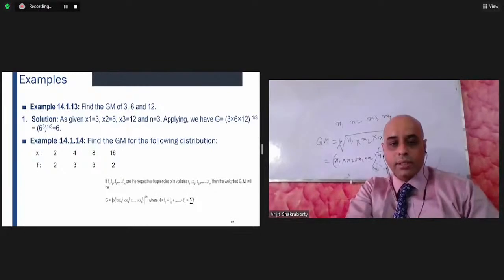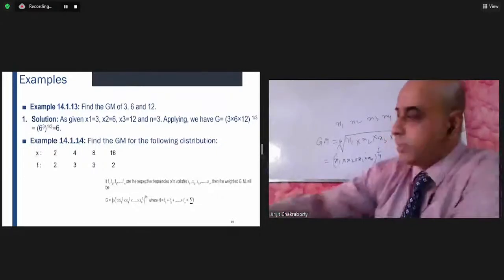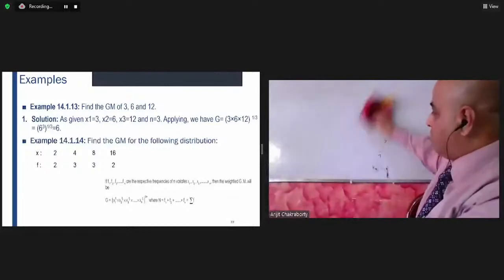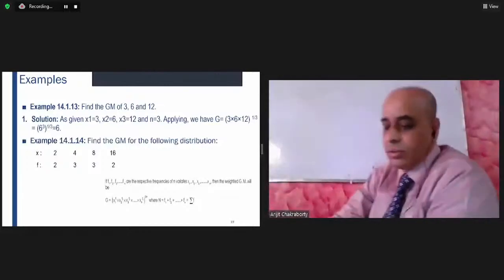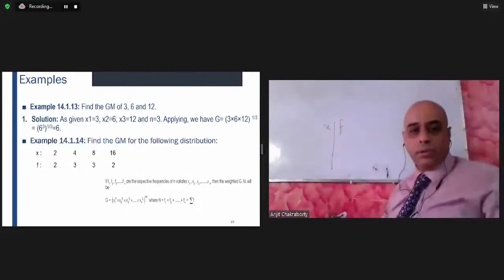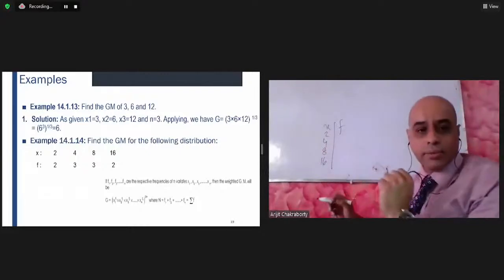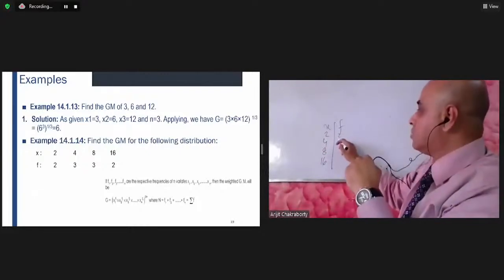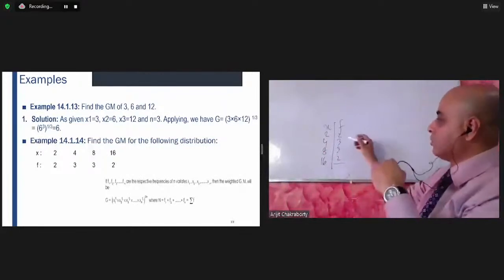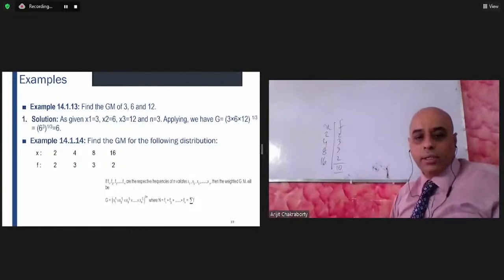Now let us try and check this question. Find the GM for the following distribution. Now, we have a frequency distribution. So what to do in these types of problems? Just write it down, X and F. You have 2, 4, 8, and 16 as the values, and the frequencies are given as 2, 3, 3, 2. So the total comes to 10. Find the GM.